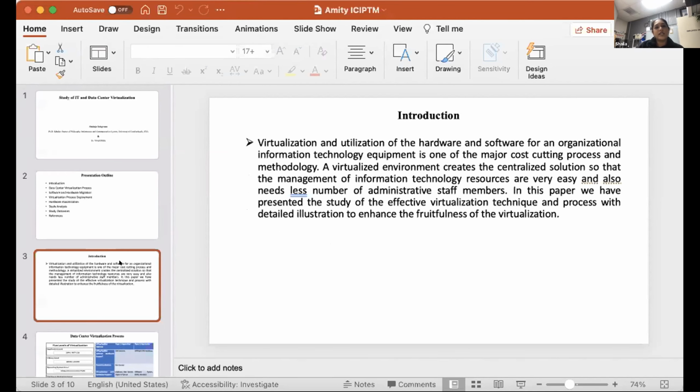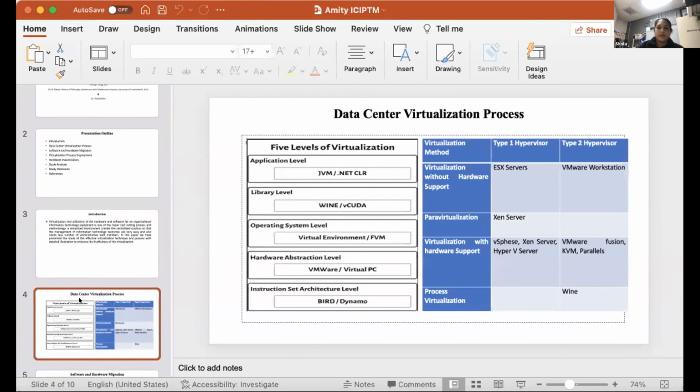Coming to the introduction, a virtualized environment creates a centralized solution so that the management of information technology resources is very easy and also needs fewer administrative staff members. Further in the presentation, I'm going to talk about the enhancement of virtualization techniques and processes. In the data center virtualization process, we explain what exactly a centralized database is. A centralized database is where the information is collected, stored and maintained in one location, but is accessible from many places. And it is a process of designing, developing, and deploying data center virtualization and cloud computing technologies. It primarily enables virtualization for physical servers in data center facilities, along with storage, networking, and infrastructure devices and equipment.